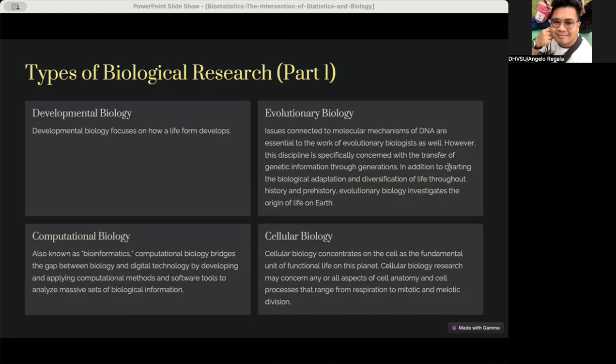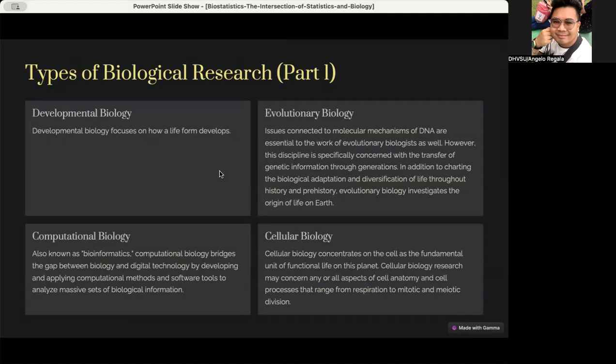So in addition to charting the biological adaptation and diversification of life through history and prehistory, we are also investigating the origin of life on Earth. Where did it start? That is what some of the topics or concerns are when we talk about evolutionary biology.